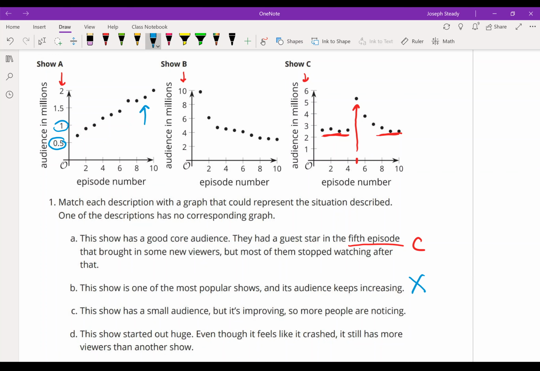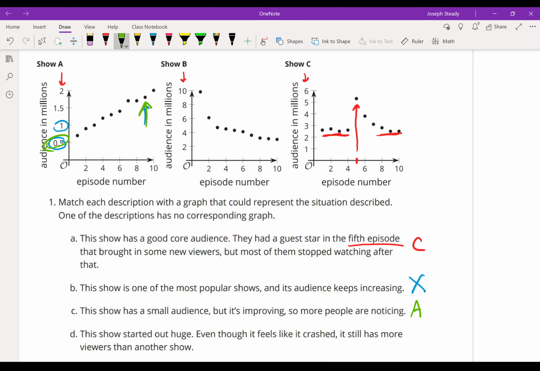Description C. This show has a small audience, but it's improving, so more people are noticing. That sounds like show A now, right? Again, we're increasing in popularity, small audience to start, but we're going up. So that's graph A.